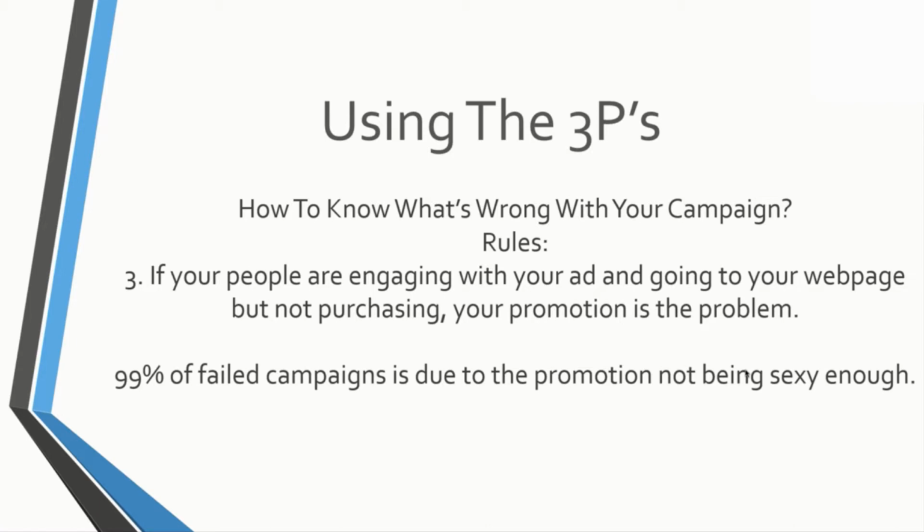So that's what the 3 Ps kind of solve for you, or at least allow you to identify. If you're getting good engagement and good clicks to your website, then you know that your promotion is the thing that you need to fix. If you're not getting good engagement, then it's your targeting. Fix your targeting. Find another product. Okay, so you can use these rules to figure out which part of your campaign is wrong.